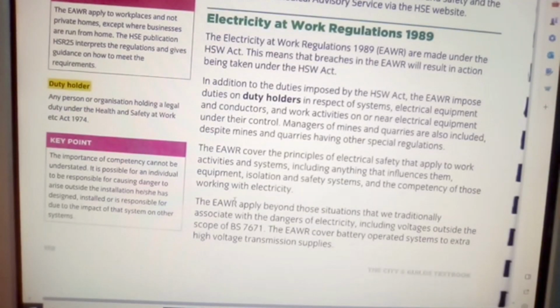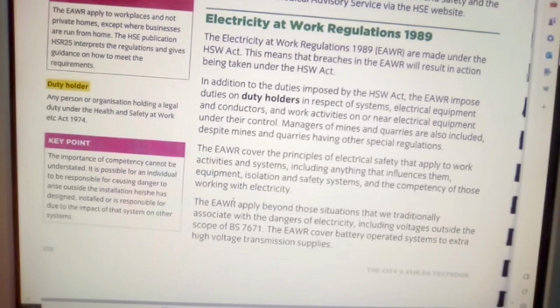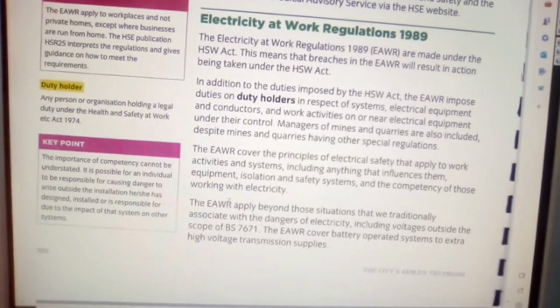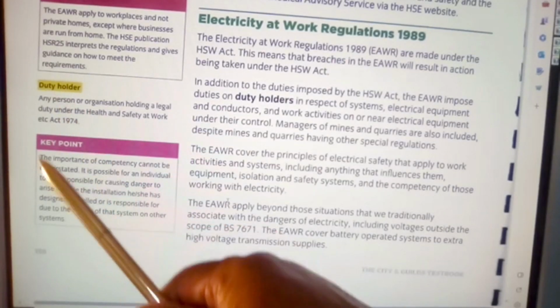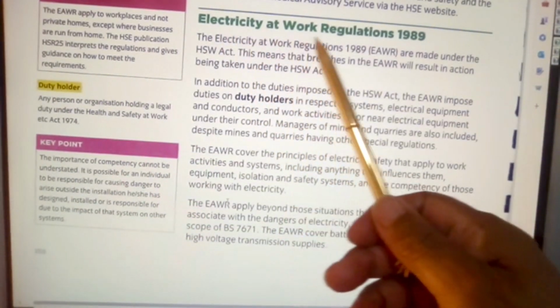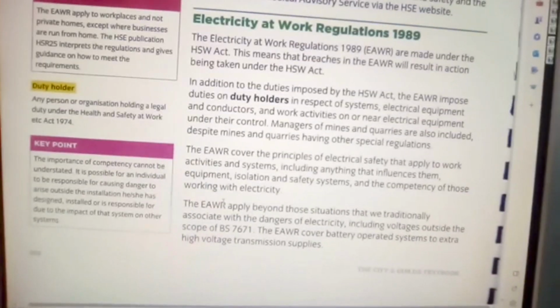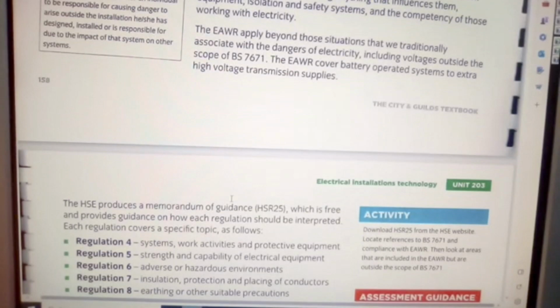And again, key points. The EUR apply to workplaces and not private homes. And I'm looking at this point here, okay? This is what I'm looking at here, okay? Your duty holder, key points again, look at your key points. Electricity at Work Regulations, 1989. Again, make yourself aware of those, okay? They are essential.